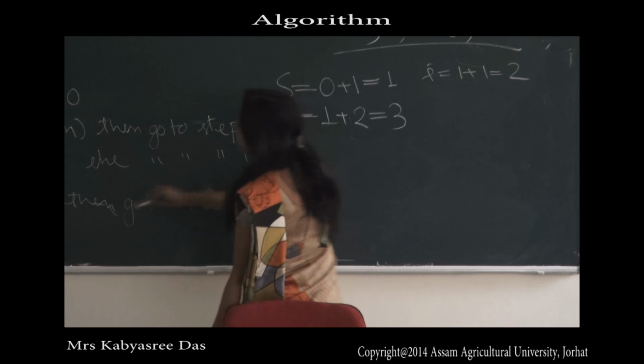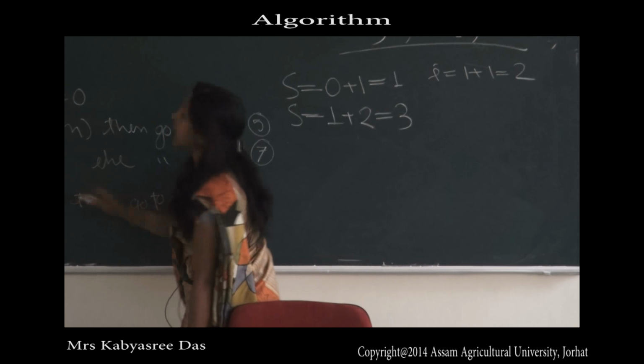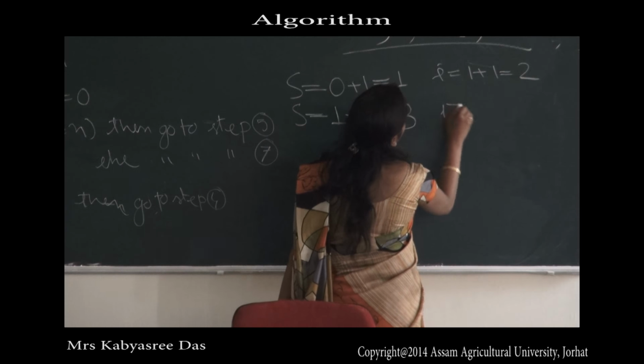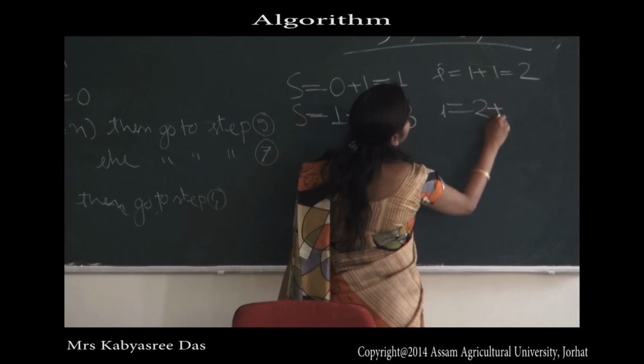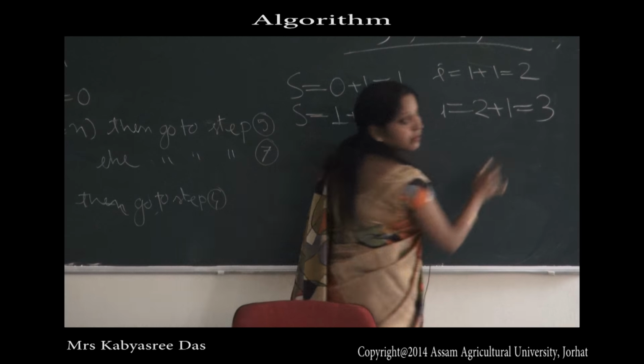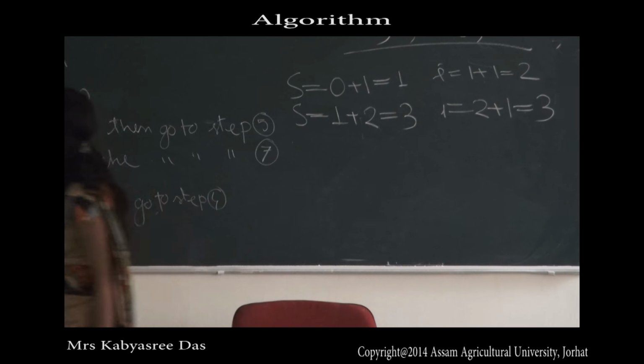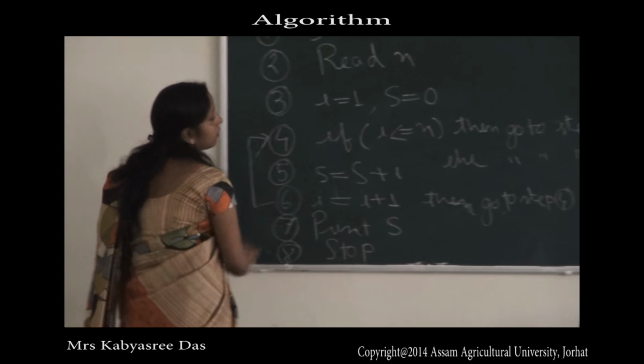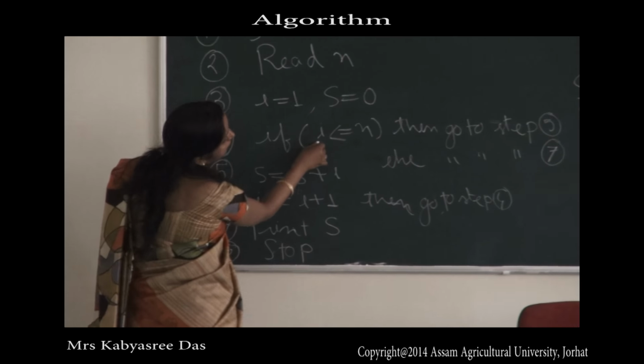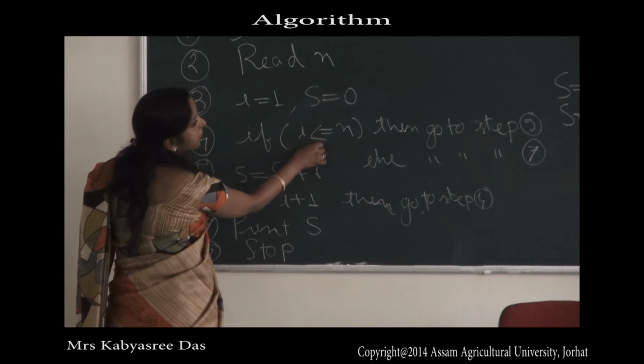The next step is I equal to I plus 1. I equal to 2 plus 1 is equal to 3. Then again it goes to step 4. Now the value of I is 3. Is 3 less than or equal to 5? Yes.